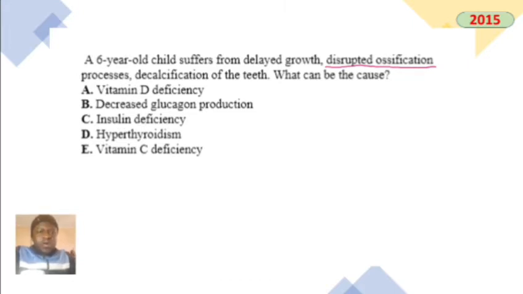All right, a 6-year-old child suffers from delayed growth, disrupted ossification process, decalcification of the teeth. What can be the cause, right? I told you it's vitamin D deficiency.